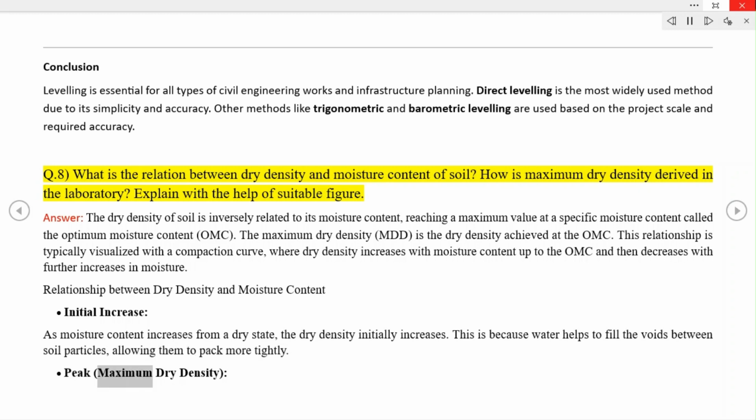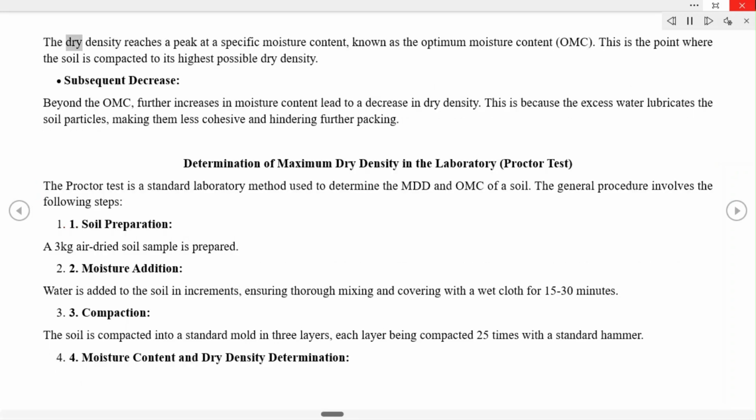Peak, maximum dry density. The dry density reaches a peak at a specific moisture content, known as the optimum moisture content, OMC. This is the point where the soil is compacted to its highest possible dry density. Subsequent decrease. Beyond the OMC, further increases in moisture content lead to a decrease in dry density. This is because the excess water lubricates the soil particles, making them less cohesive and hindering further packing.